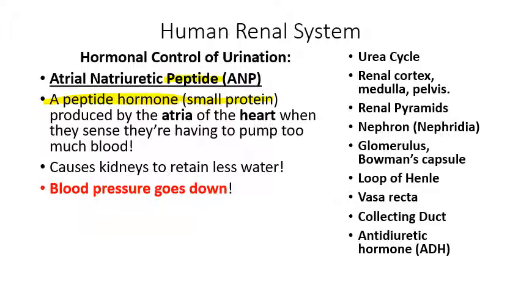So anyway, there is a peptide hormone called atrial natriuretic peptide that is produced by the atria of the heart. Basically, the atria are able to sense that they're having to pump too much blood around, and they say, wait a minute, you've got too much blood volume. Can you get rid of some of this water so that this job is not so hard for your heart to do? And so the production of ANP by the atria of the heart will tell the kidneys to retain less water, and the blood pressure will go down.